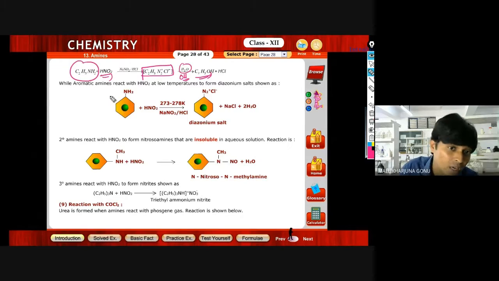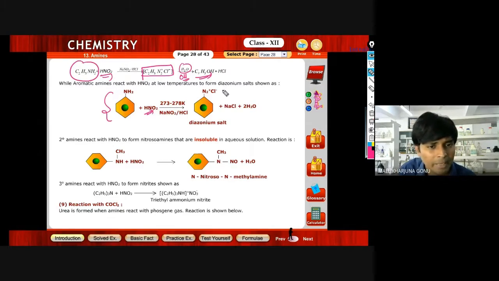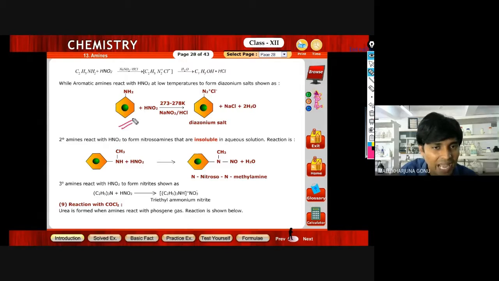But for aromatic compounds, it is much more useful. If you want to convert NH2 to Cl, you can simply put HNO2 to get N2 plus Cl minus. If you put CuCl, you will get the chloro compound. That is the Sandmeyer reaction. What is the name of the reaction? That is the Sandmeyer reaction. Okay, so you can prepare these diazonium salts. If aliphatic amines are there, you get the alcohol. If it is aromatic amines, you get the diazonium salts, which are colored.